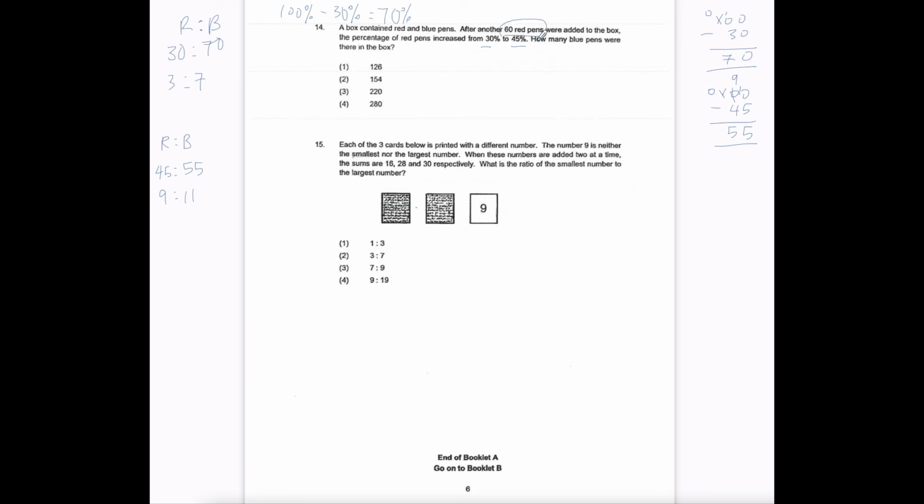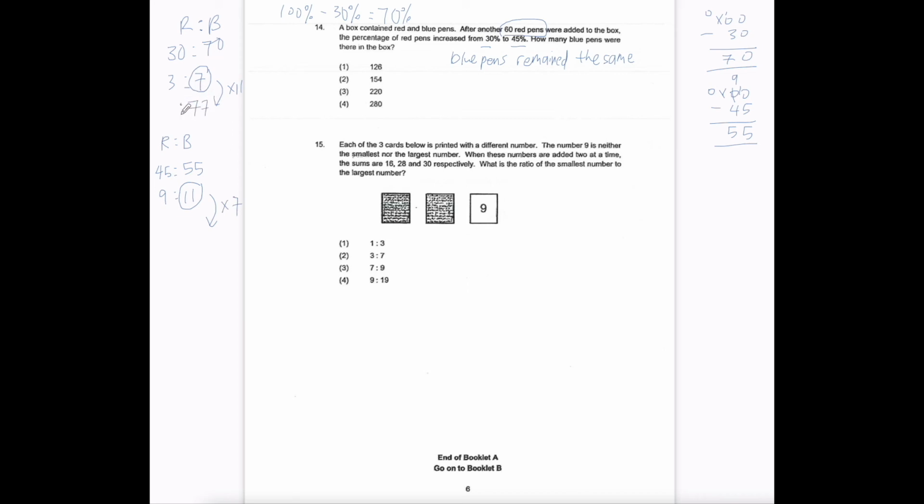Did blue pens change? Blue pens remain the same. I didn't add anything, I didn't take away anything. So the only thing that increased was red pens. So in order to do this question and compare these two ratios, I need to make my blue pens the same number of units. Okay, so my 7 and 11 must be the same. So we have to times 11, and for this we have to times 7. So this way both of them are 77.